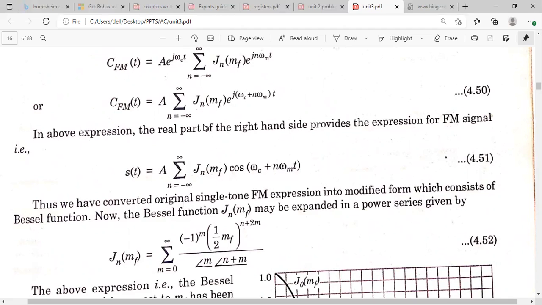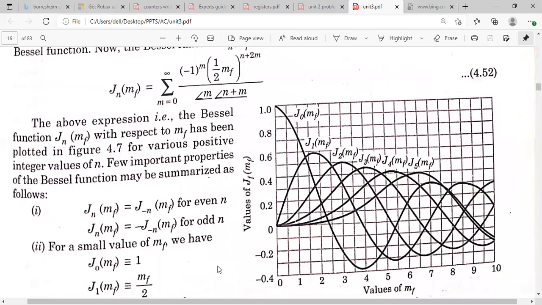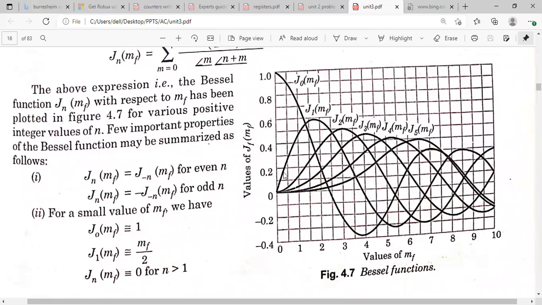And this nth order Bessel function which we have assumed will be the power series expansion, and this is the graphical representation for the nth order Bessel functions. Okay, so we know that the nth order Bessel function has an argument of the modulation index mf. So at different values of the modulation index you can plot the graph of this Bessel function. Depending on this modulation index value, the graph will be like this.